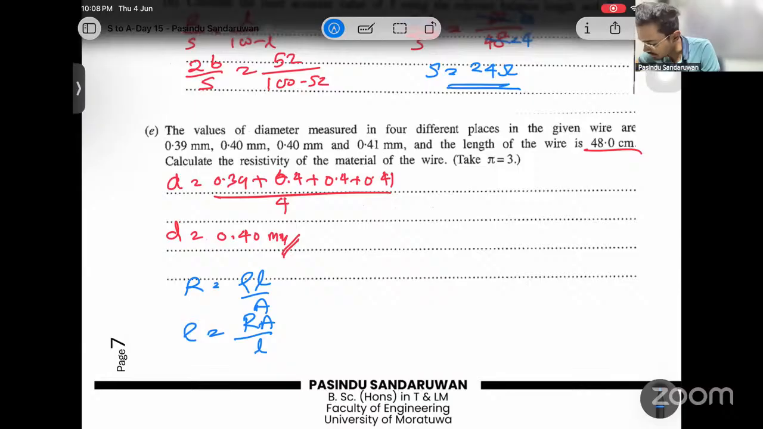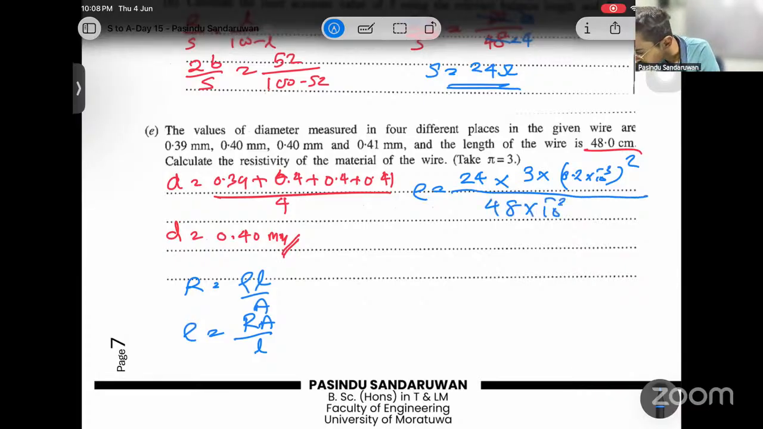Rho is given by RA over L, right? Then rho equals R. R was determined as 24, right? A is pi r squared, pi is 3, and the diameter is 0.4. Then the radius is 0.2 millimeters. Then it should be 0.2 times 10 to the minus 3 squared. Pi r squared, then over length, which was given as 48 centimeters, 48 times 10 to the minus 2.